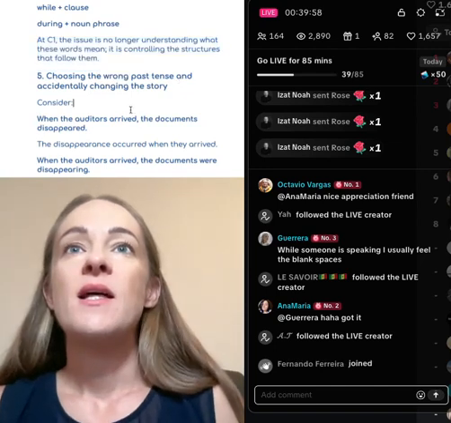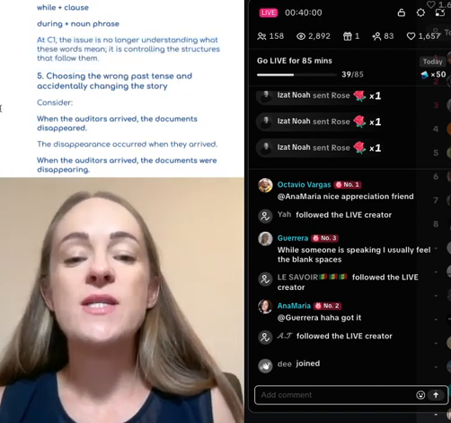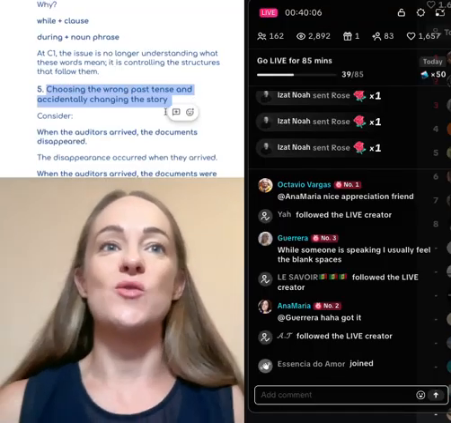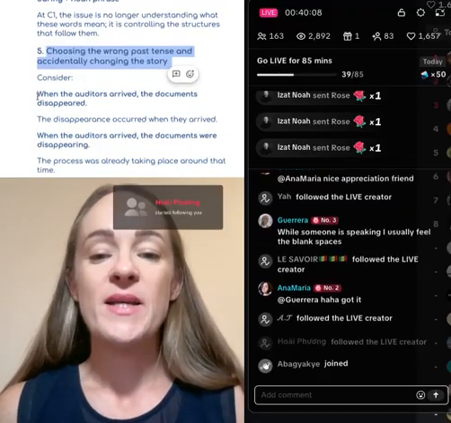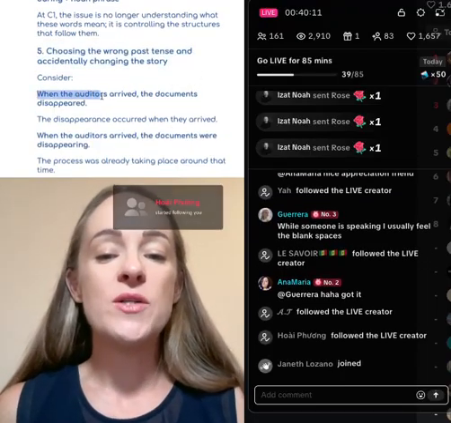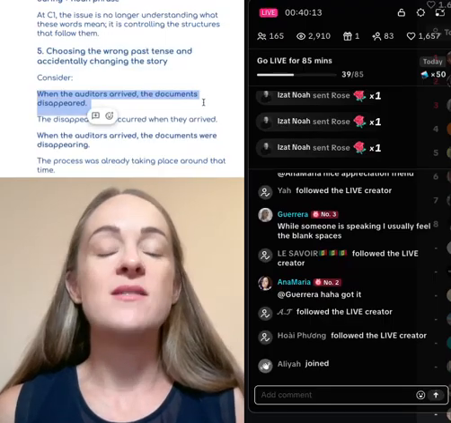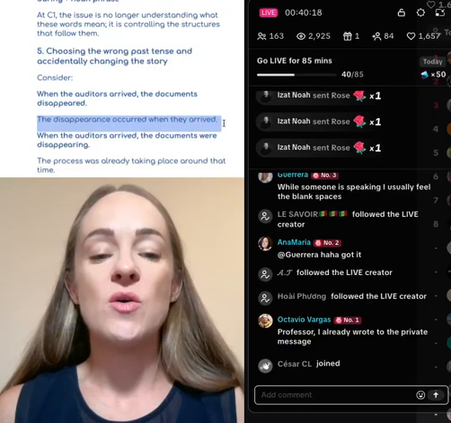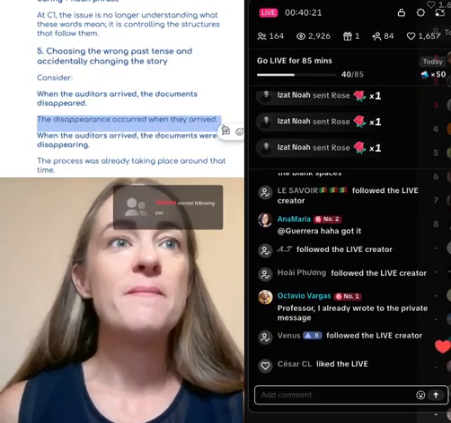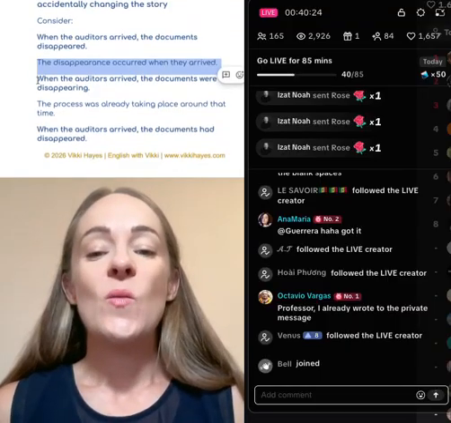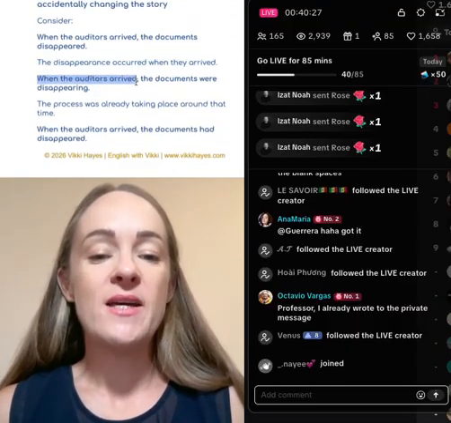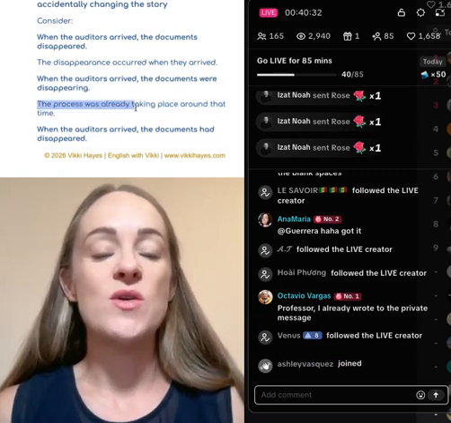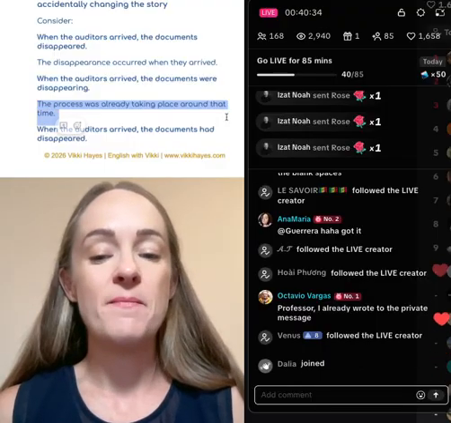Okay. So, next point. Choosing the wrong past tense and accidentally changing the story. This happens a lot. Let's consider: when the auditors arrived, the documents disappeared. In this case, the disappearance occurred when they arrived. Versus: when the auditors arrived, the documents were disappearing, in the same moment. The process was already taking place around the time.